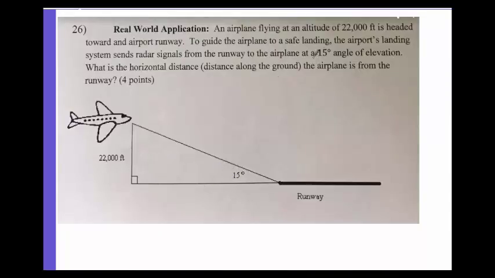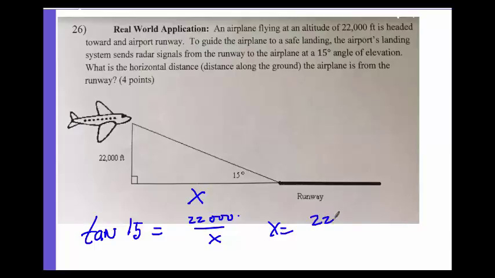26. Let's see, what information do we know? It says airplane final altitude, so I'm just looking at the picture here. We want to know what this x distance is. I've got opposite and adjacent, so I could use tangent. So tangent of 15 has to equal 22,000 divided by x. That means x would have to be 22,000 divided by the tangent of 15. Just plug that into the calculator, and there we go, we have our answer. Done. Nothing really hard about that one.